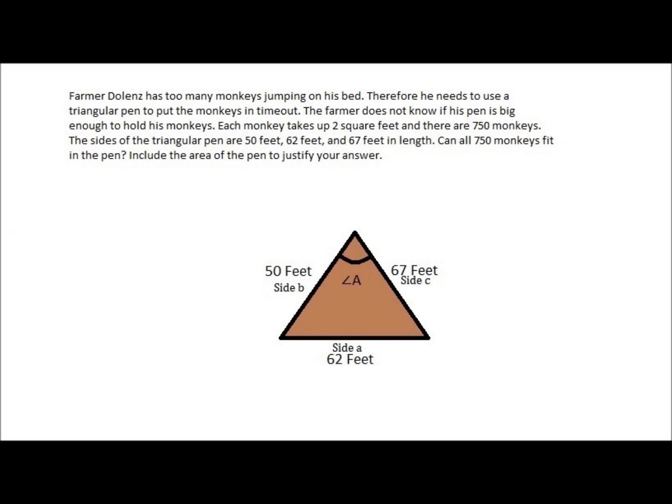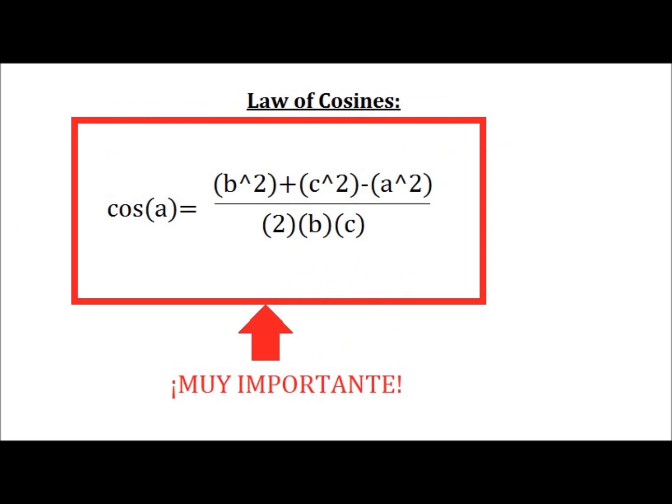Alright, so now that we've labeled all the sides, we're going to find angle A. We chose angle A just for demonstration purposes, but you can find the area of the pen with any angle. But first, before you find the area, you must know the law of cosines. Now we're going to take a break from our actual word problem to discuss the law of cosines.